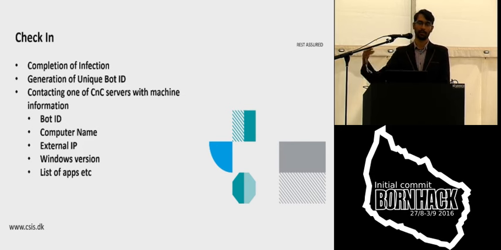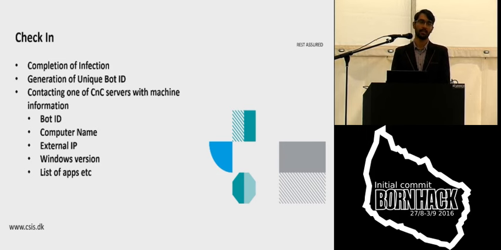So they have these beautiful charts where they can see that they've infected this many people in this part of the world, and this much of them are using Windows XP, and this much are using this. And there are also external IPs that are sent to them. And then there's also a thing called bot ID, which is sent there.